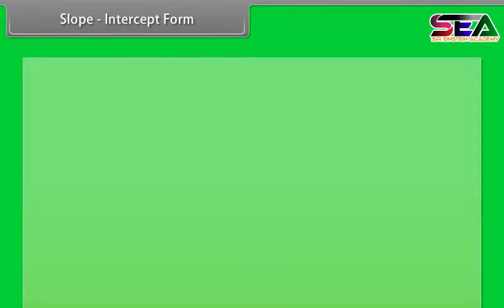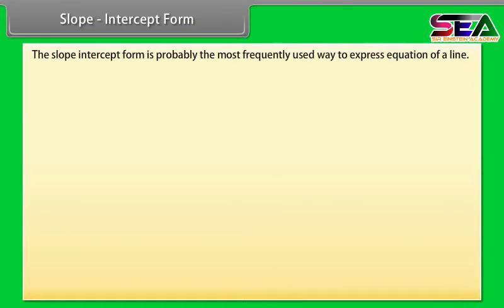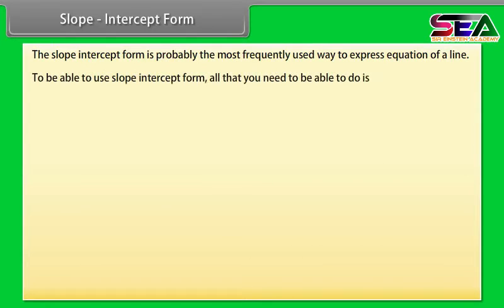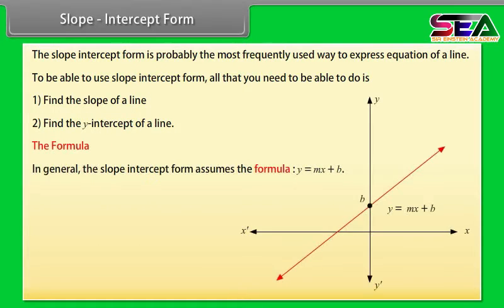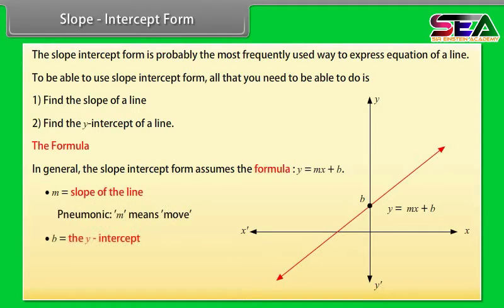Slope-intercept form. The slope-intercept form is probably the most frequently used way to express equation of a line. To use slope-intercept form, all that you need to be able to do is find the slope of a line and find the y-intercept of a line. In general, the slope-intercept form assumes the formula y equals mx plus b, where m is the slope of the line and b is the y-intercept.